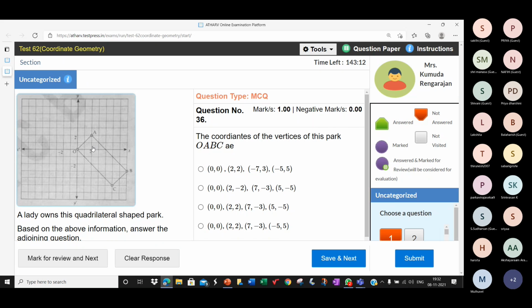Children, they've marked 2 and 2 here, which means this is 1. This is 1. This is 1. 3, 4, 5, 6, and so on. Here also -1, -2, -3, -4.